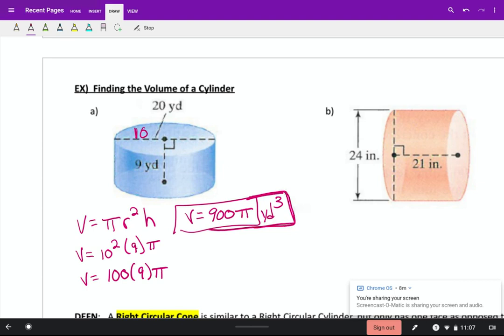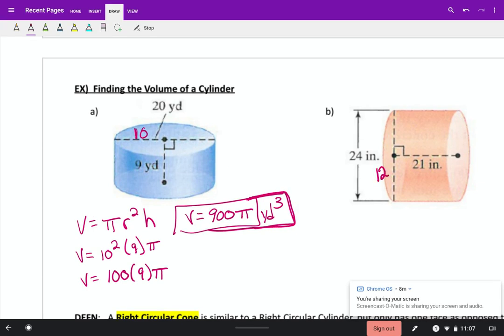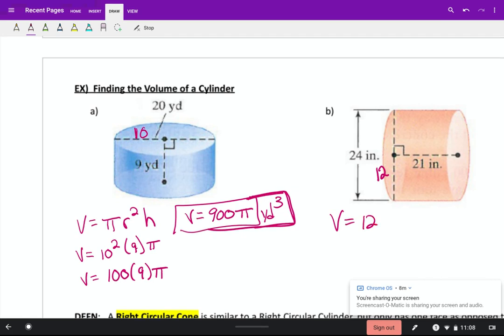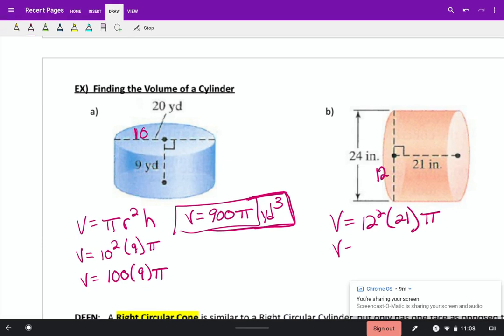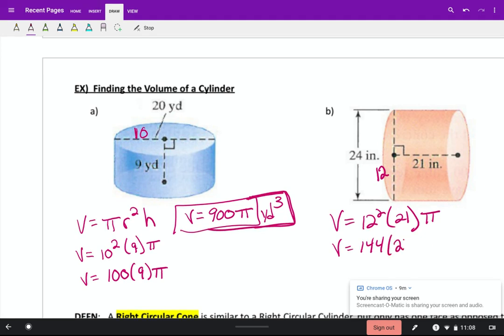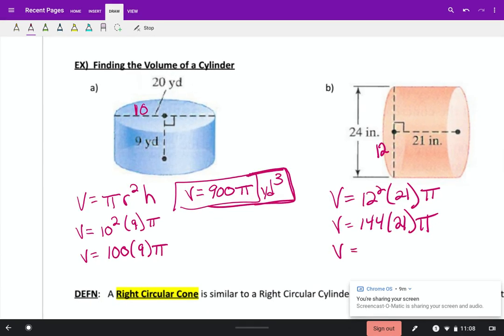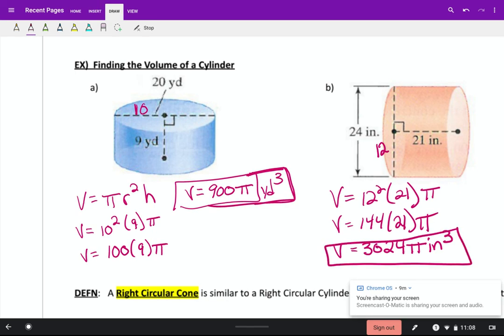B, they also give you a diameter. So if the whole diameter is 24, your radius is 12. So you're going to do V is equal to 12 squared times 21 times pi. So this is going to be 144 times 21 times pi. So 144 times 21 is going to be a volume of 3,024 pi, I didn't multiply by pi, inches cubed. So obviously if you multiply by pi, that number will be bigger and an exact answer.